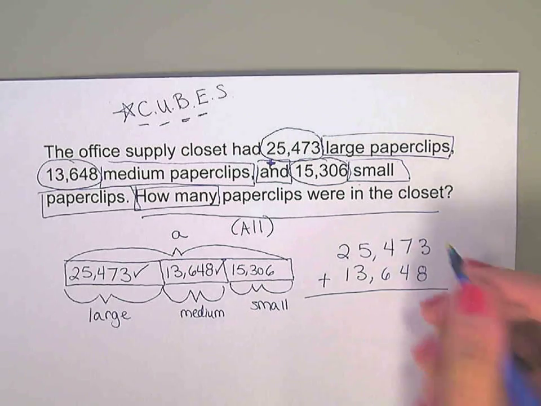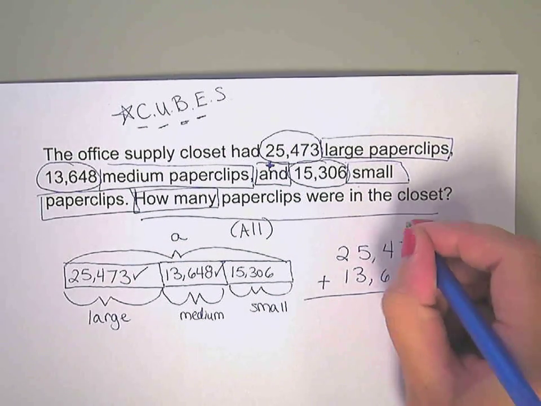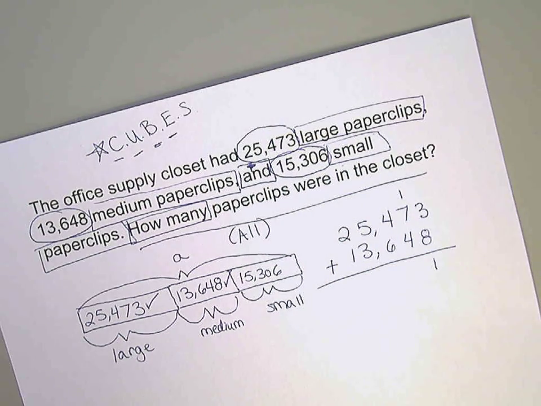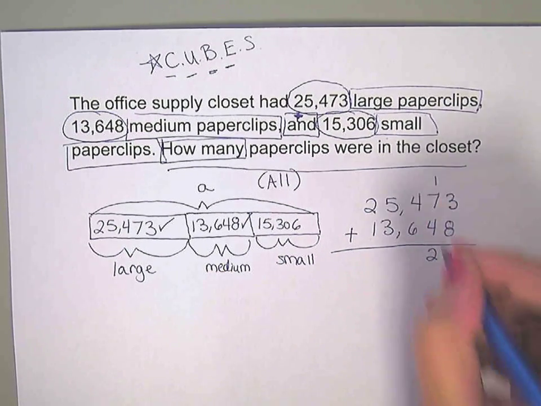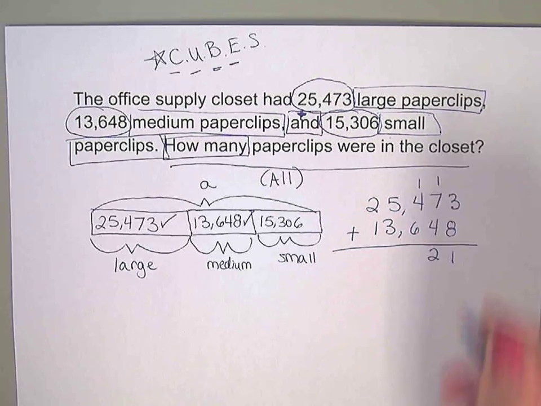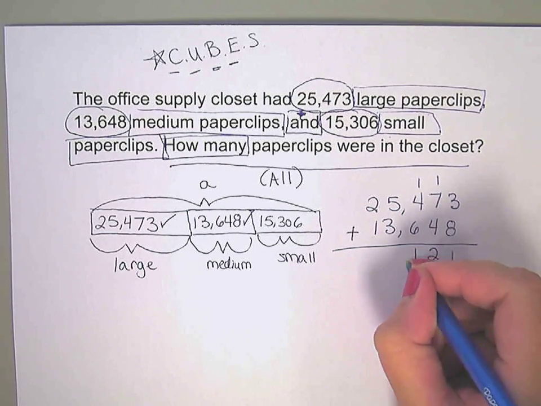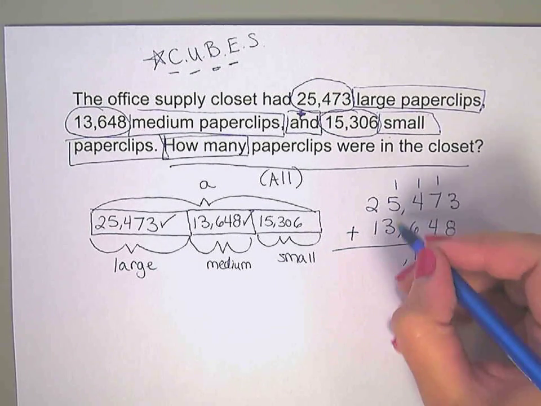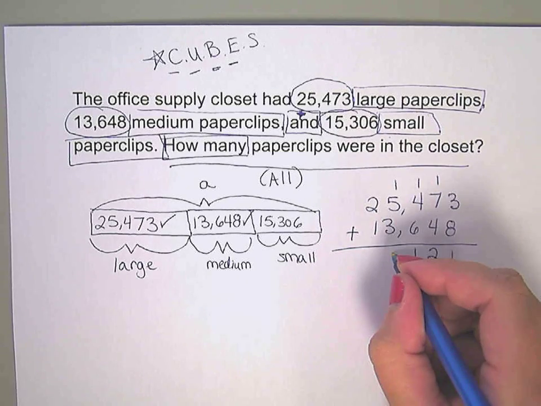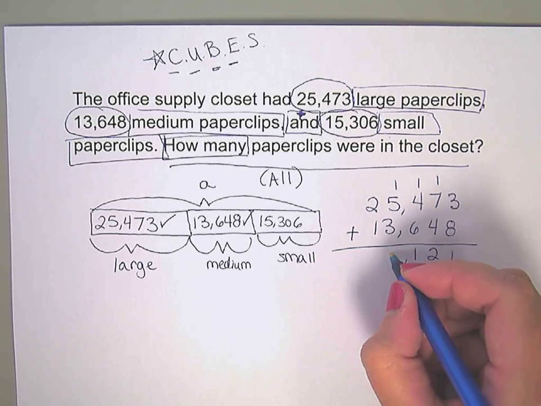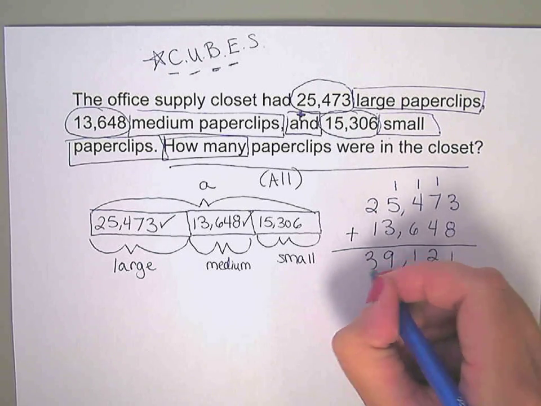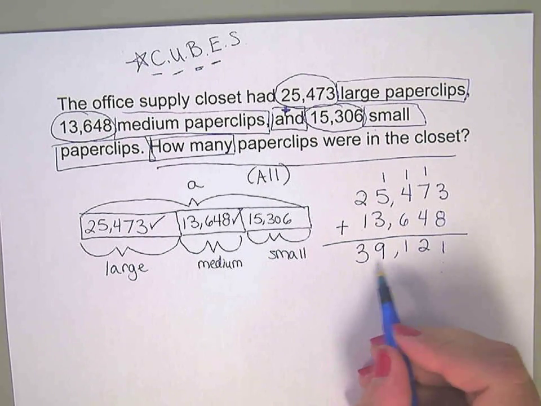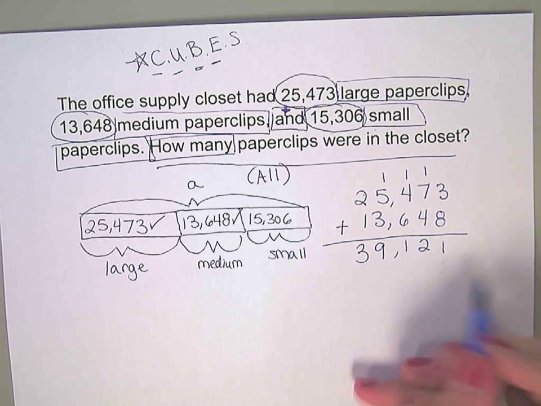8 plus 3 is 11. 7 plus 4 plus 1 is 12. 6 plus 4 plus 1 is 11. Carry my 1. 5 plus 3 plus 1 is 8. Oops, sorry, I mean 9. And 2 plus 1 is 3. Now, I have 39,121. Am I done?